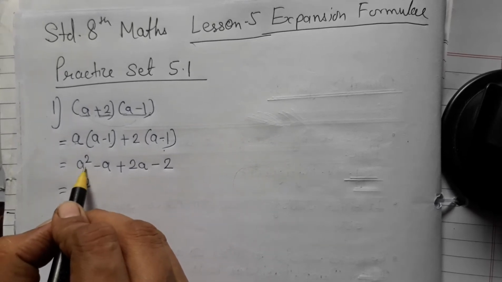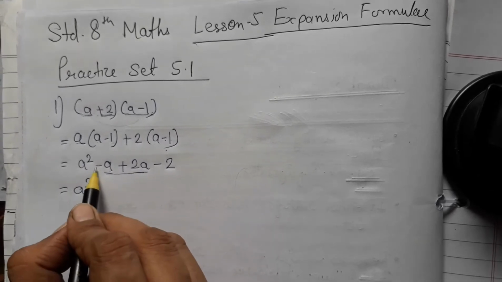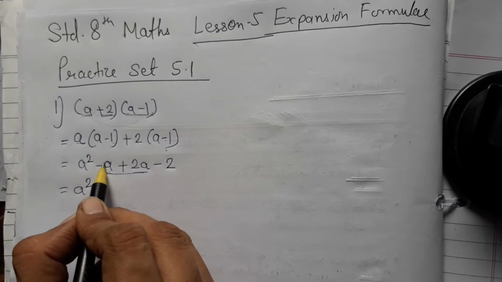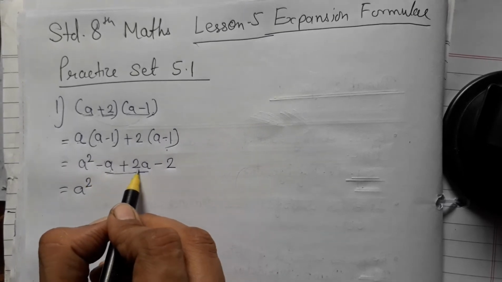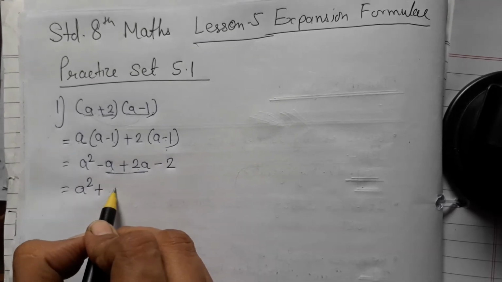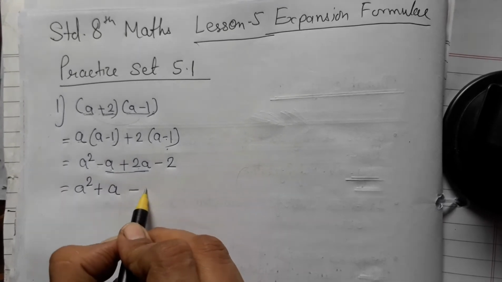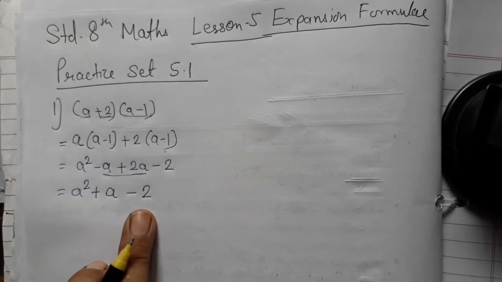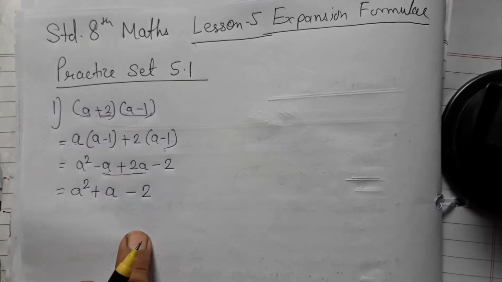Now a² cannot be added to anything. This minus a and plus 2a have the same term, so we can add them. Here we have to consider this is 1. Minus 1 plus 2, that means plus 1a. 1a means a. And here minus 2. This is the answer. Now using the formula also we can solve the same.